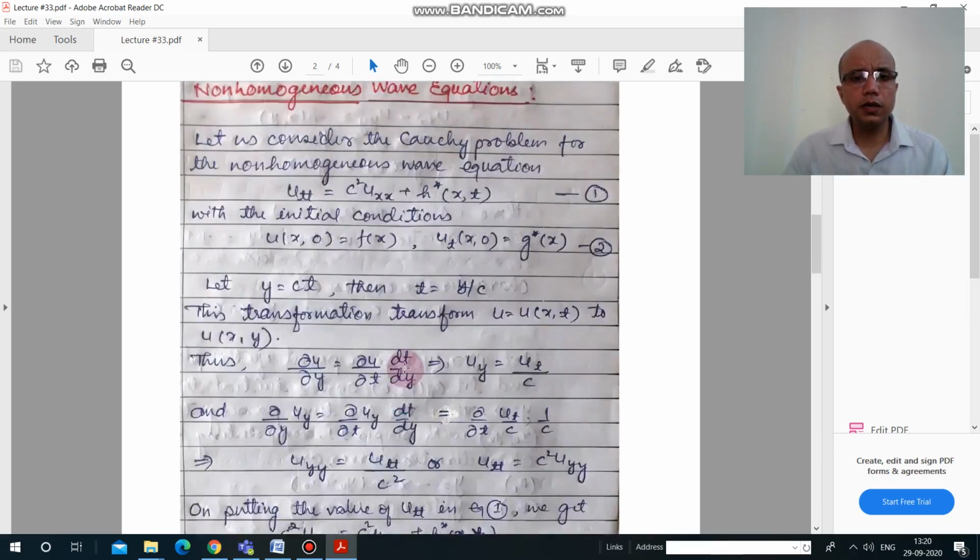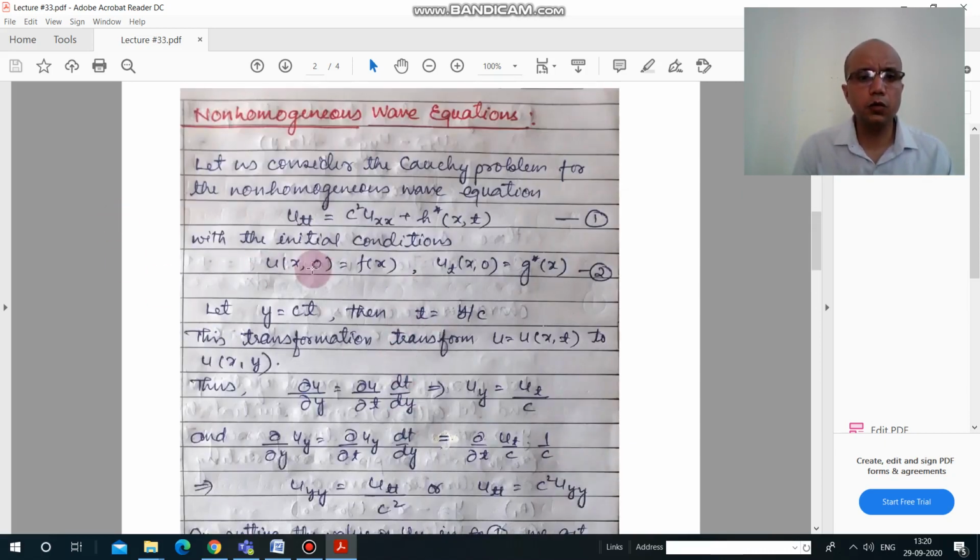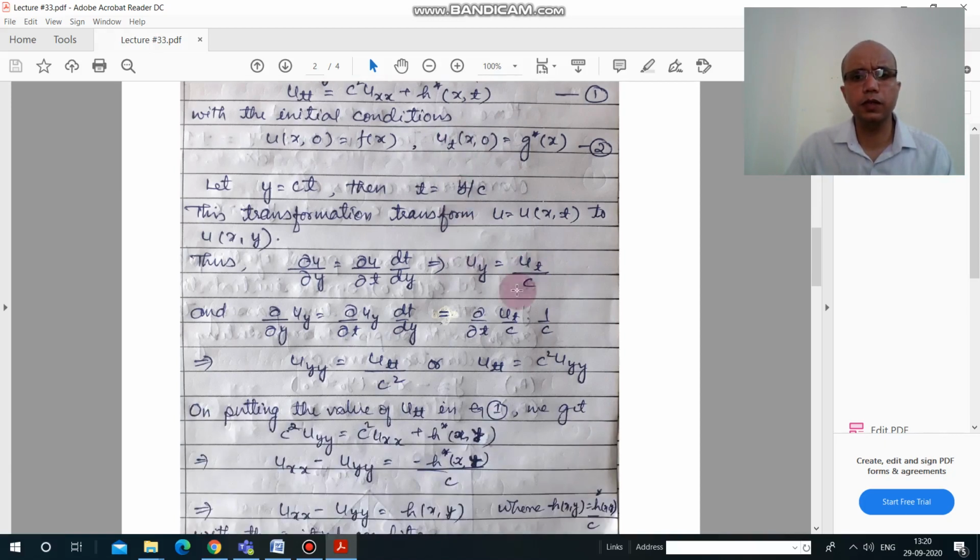Now look at this initial condition. In this initial condition, u(x,0) has no y, so this will remain the same, but here u_t(x,0) is a derivative with respect to t, so you can replace u_t with c u_y.